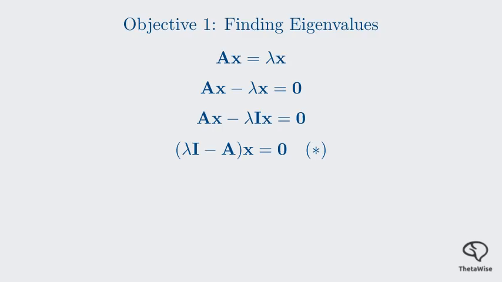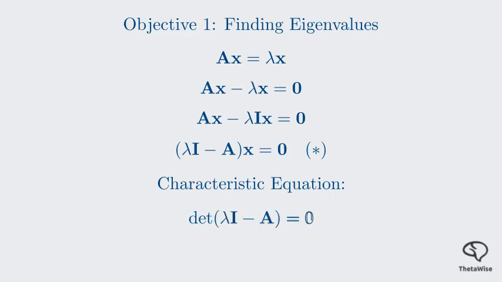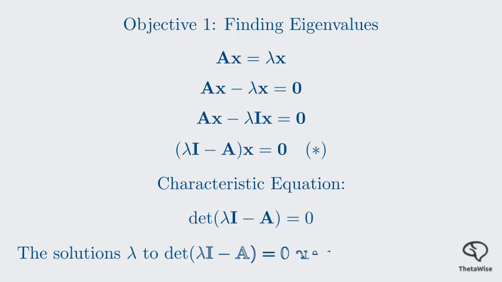For this equation to have a non-zero solution x, the matrix lambda I minus A must be singular. This means its determinant must be 0. If the determinant were not 0, the only solution would be x equals the 0 vector, which we have excluded by definition of an eigenvector. This gives us our characteristic equation. The determinant of lambda I minus A equals 0. Solving this polynomial equation for lambda will give us the eigenvalues. This polynomial, det of lambda I minus A, is called the characteristic polynomial.